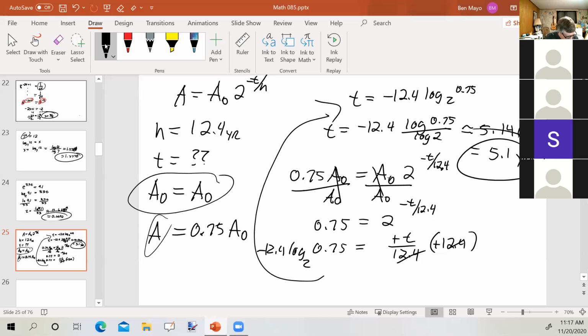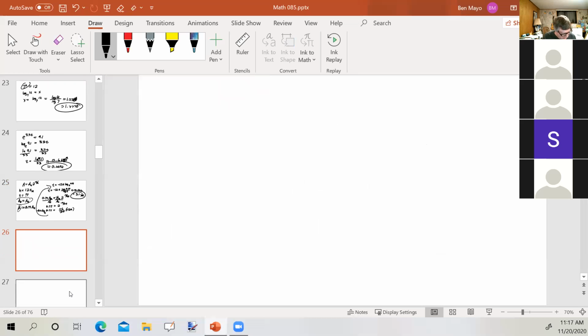Okay. Let's see here. Let's take a look at another problem. This says carbon-14 dating. A bone fragment analyzed by archaeologists contains 60% of the carbon-14 that is assumed to have been initially. How old is it? Okay, so again, A equals A sub 0, 2 to the negative t over h power.